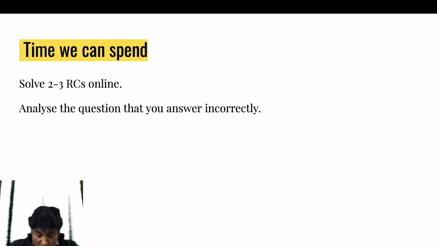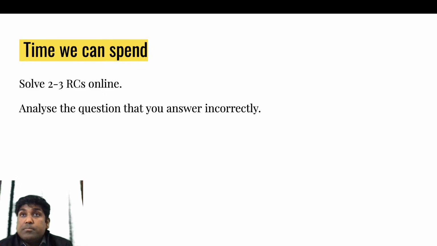So please solve 2-3 RCs online every day, and try and analyze the questions that you answered incorrectly. A good quality analysis of the questions that you are answering incorrectly is very important.